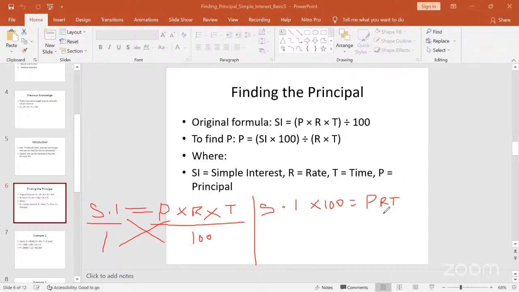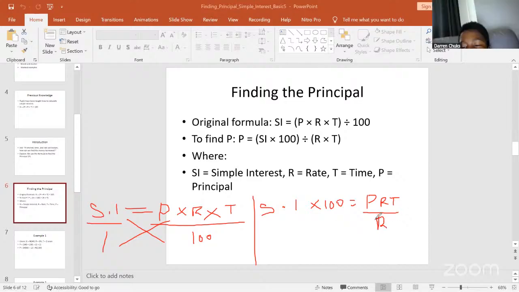That's basically P times R times T without dividing it. Yes. But remember, we are making P the subject of the formula. So in order to make P the subject of the formula, we're going to divide both sides by RT.